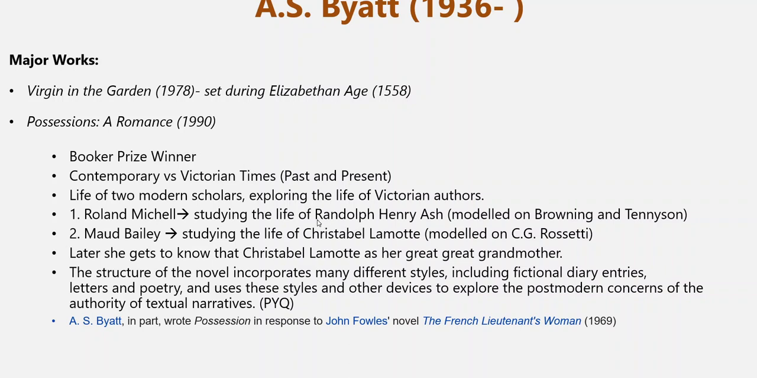They are renaming them as Randolph Henry Ash, Christabel LaMotte. There is a particular technique to denote such circumstances when you are taking someone from real life and then changing their name. Okay. There is a particular technique. I'm completely forgetting right now. But I have told you in my last classes.